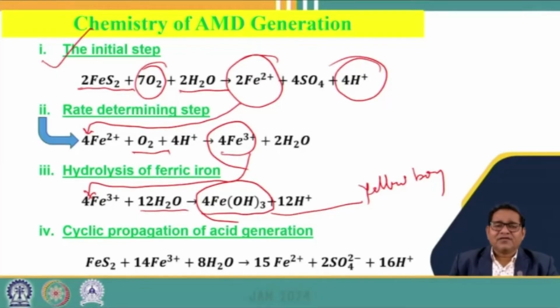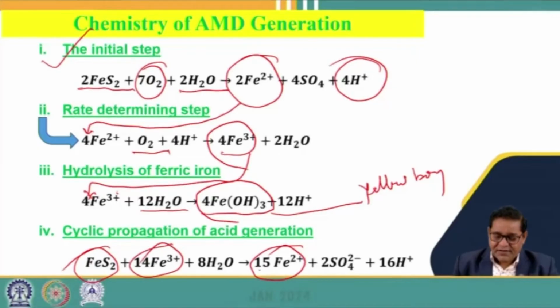After that, once these ferric ions are generated, FeS2 again reacts with these ferric ions to produce Fe2+ again, and this Fe2+ again undergoes oxidation to produce Fe3+ ions.